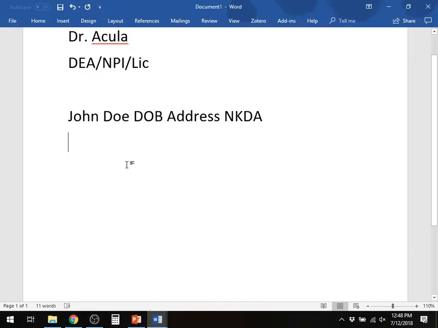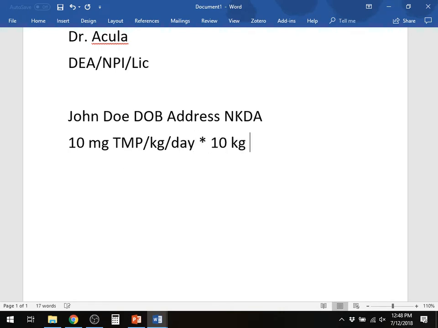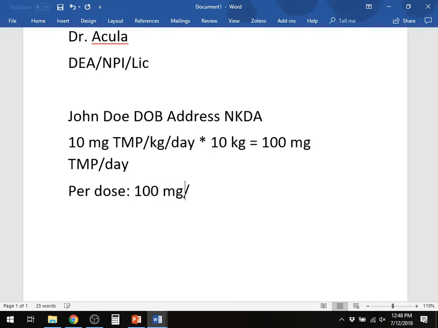I can write that out for you guys. Again, imagine I have 10 milligrams of TMP per kilo per day. I'm going to multiply that by 10 kilograms. So it should equal 100 milligrams of TMP per day, right? Because your kilograms will cancel out at that point. Then to get the per dose amount, it's going to be 100 milligrams divided by 2 doses per day. So basically you're going to get 50 milligrams of TMP per dose.